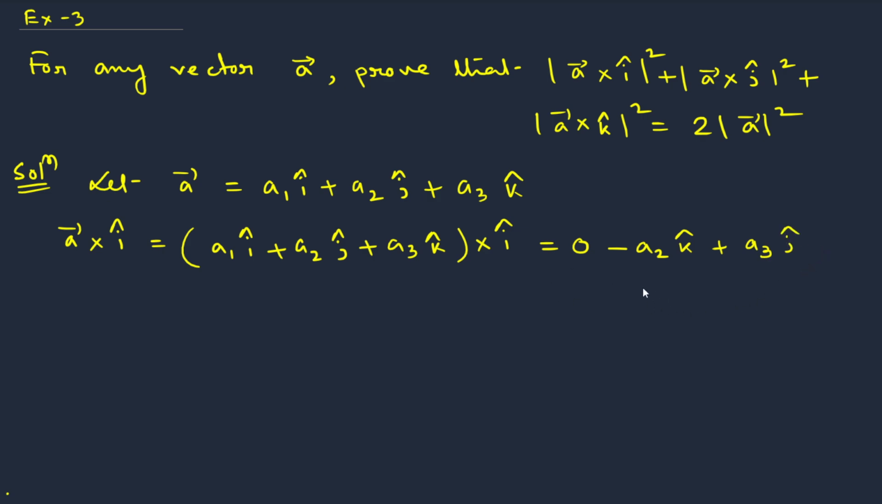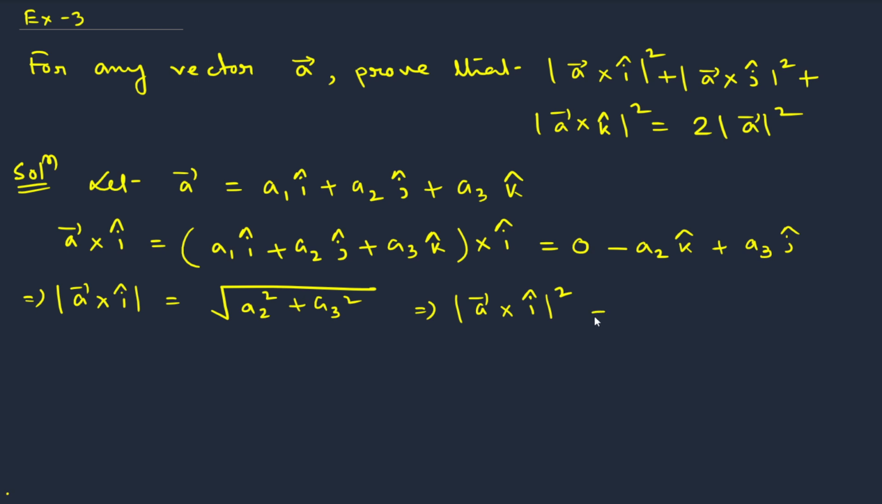Now if you take the modulus, the magnitude of this, it will be root over a2 square plus a3 square, and then finally if you square it, a bar cross i cap whole square, the root will vanish, a2 square plus a3 square. Now you just see, with i cap, what is the coefficient? a1. So here a1 is absent. If you take j cap, then a2 will be absent. If you take k cap, then a3 will be absent. Similarly, the other two you can easily write.